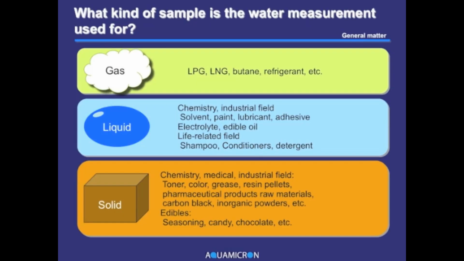Karl Fischer titration is applied in various industries to many situations and materials. Some examples are gas samples such as LPG and LNG, liquids such as oils and shampoos, and solids such as toners and pharmaceuticals. It is also widely adopted in the food industry.